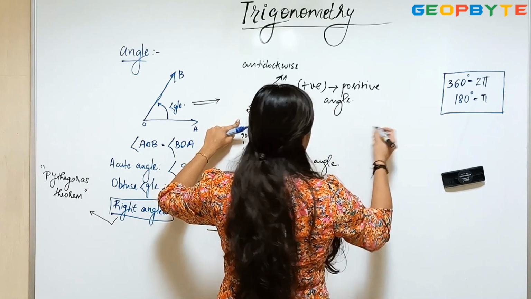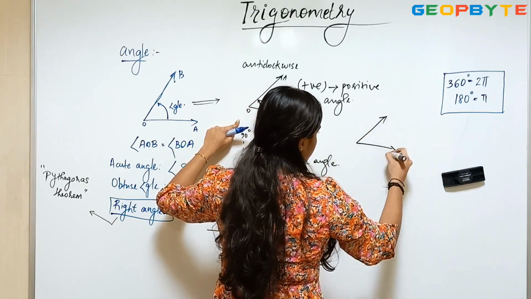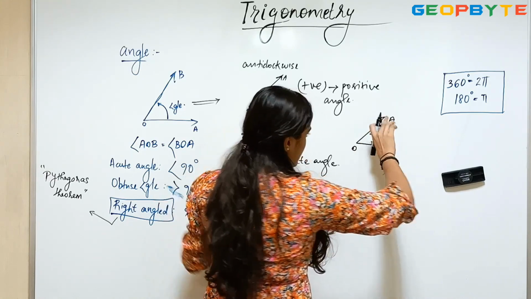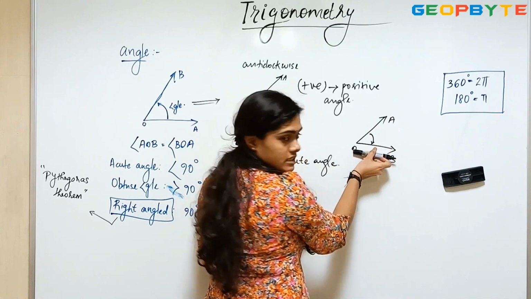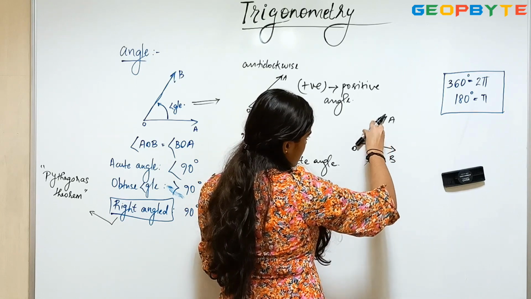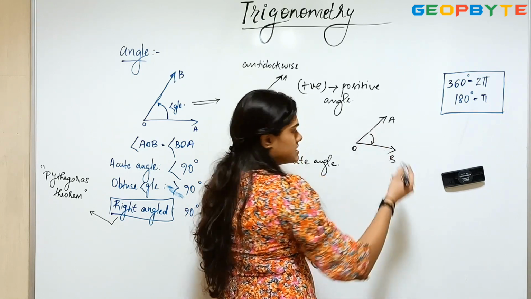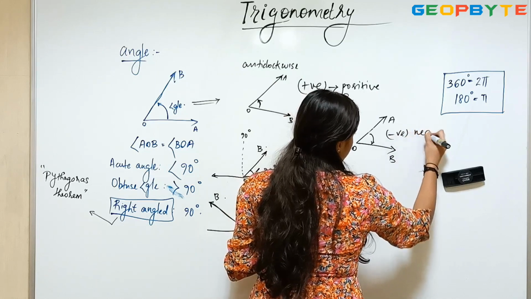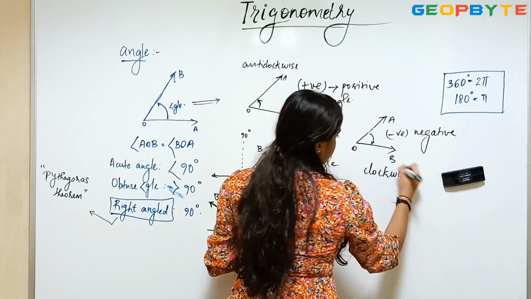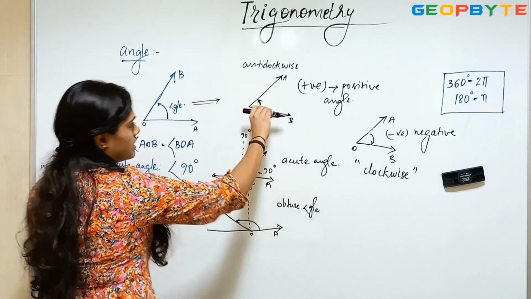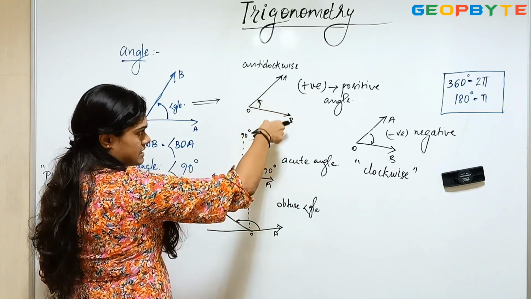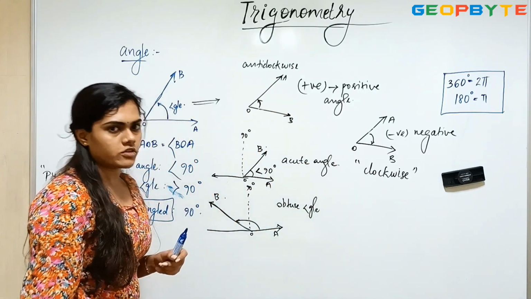And what is a negative angle? My arrow is like this. That is, if I am turning this pen through an angle from here in this direction, then it is negative, which is in the clockwise direction. But here I am turning my pen like this. This is positive and this is negative. So this is the basic of angles.